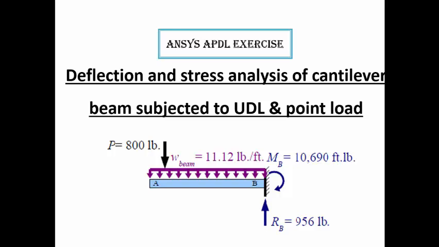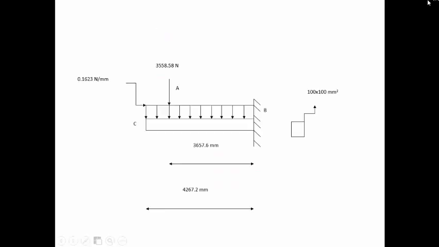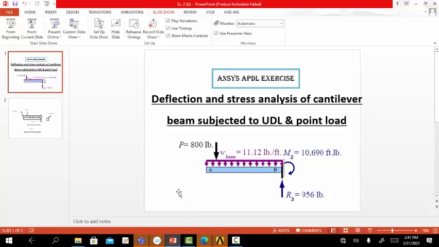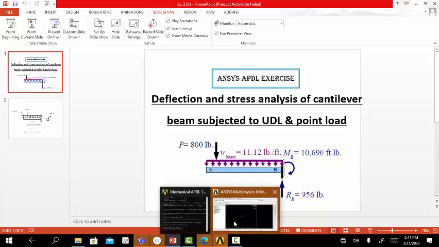The load values are given in pounds and the distances are in feet. So we can simply convert this problem into SI units. The cross section is 100 mm by 100 mm, the UDL is 0.1623 Newton per mm, and the point load has a magnitude of 3558.58 Newton in the negative y-axis direction. Then the distances in millimeter have been noted. So now we can model and solve this problem using ANSYS APDL.